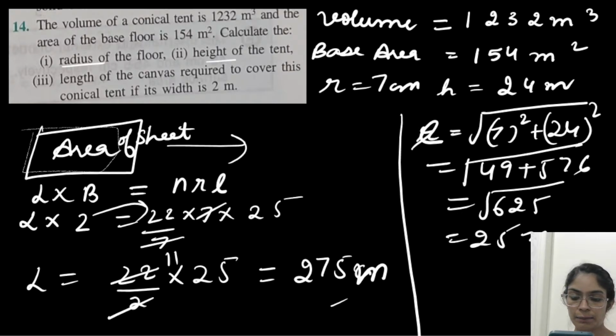Yes, for the previous radius answer, I have already cleared it. When this class gets over, you can just rewind, it will be there. Yes, so the length of the canvas is 275 meter. I did it a little fast because all the concepts were old concepts. This was the last question of the exercise.